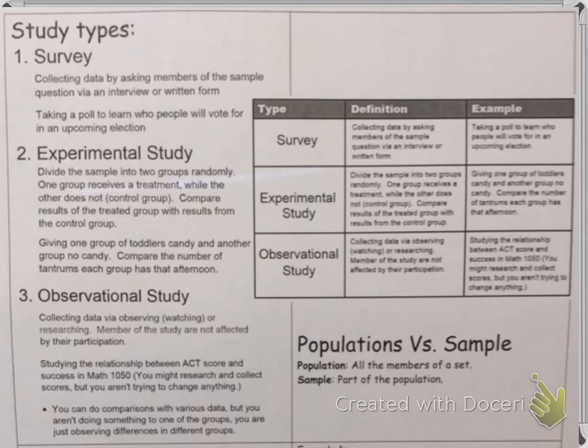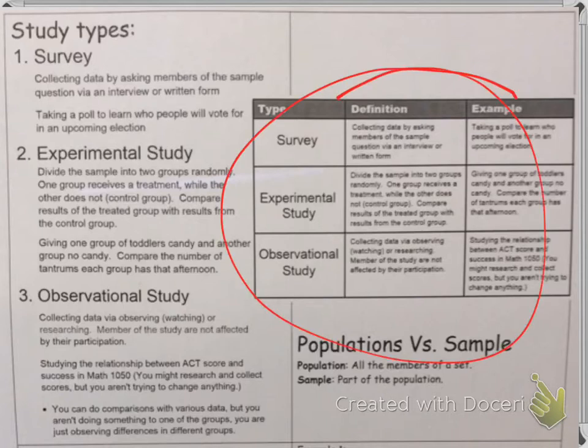The last way to study something would be called an observational study. It's where we're collecting data via observing or watching, researching. Members of the study are not affected by their participation. So for instance, studying the relationship between the ACT score and your success in Math 1050. Well, clearly there's a connection there, but the person that you're studying doesn't even really know you're studying them. So that's an observational study. Okay, so here's just a little chart that helps you remember all of those things. It's got those same examples typed throughout here so that you have them written down there.